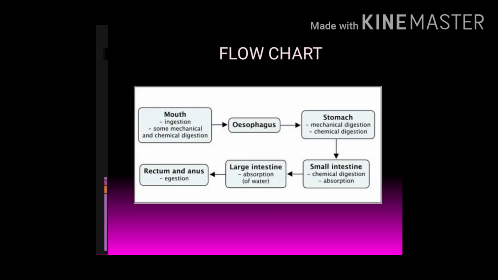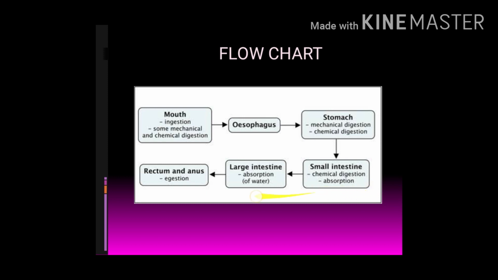Now this flowchart shows the entire movement of food in the digestive system. It starts with the mouth, where ingestion takes place, and mechanical and chemical digestion also start in the mouth. Then it passes through the esophagus to the stomach, and that movement is known as peristaltic movement. In the stomach, mechanical digestion and chemical digestion take place, that is, digestion of protein takes place in the stomach. Then the food moves to the small intestine, where complete digestion takes place along with absorption.